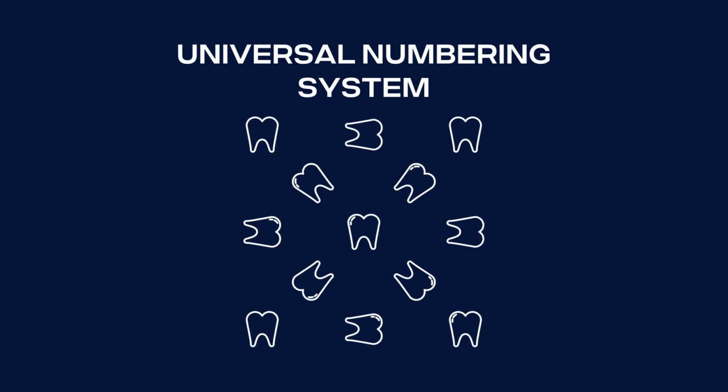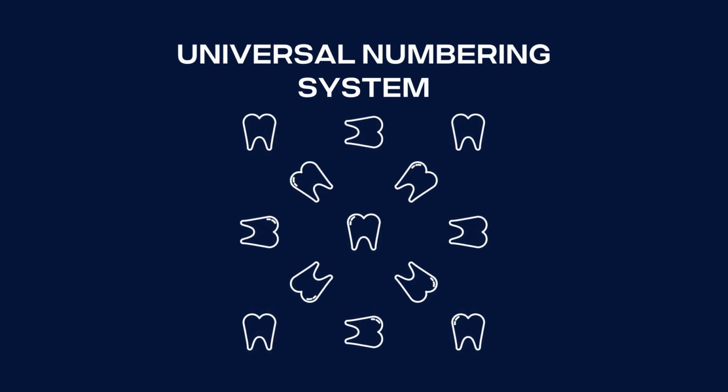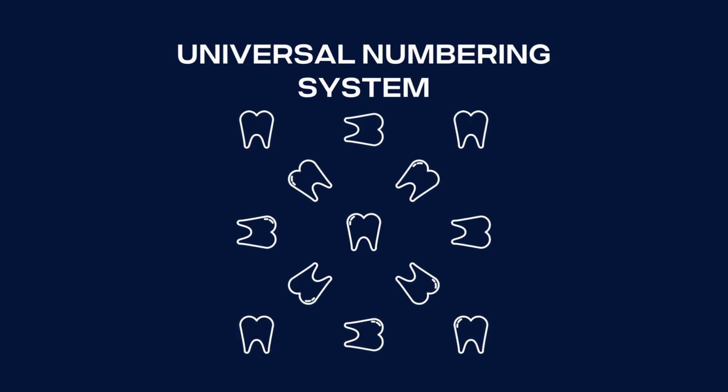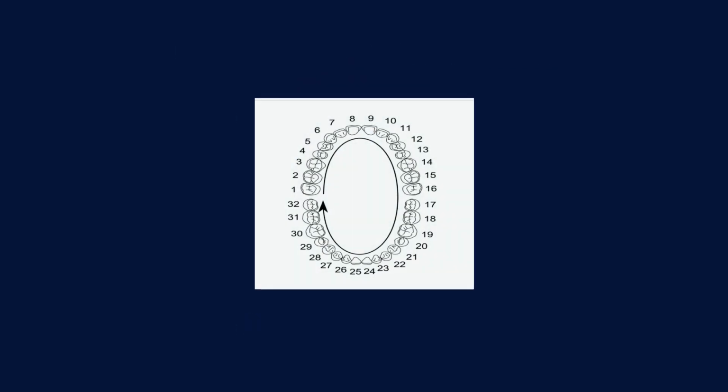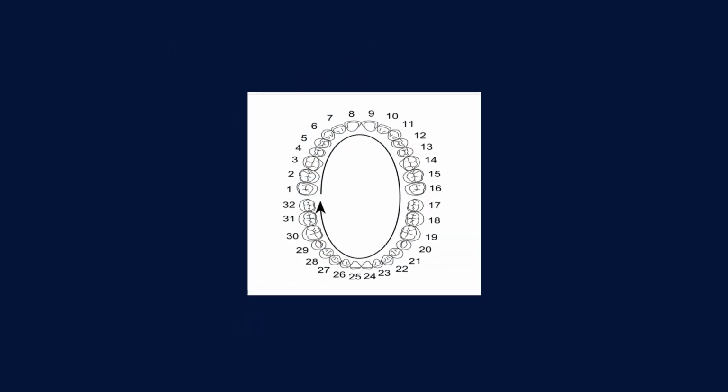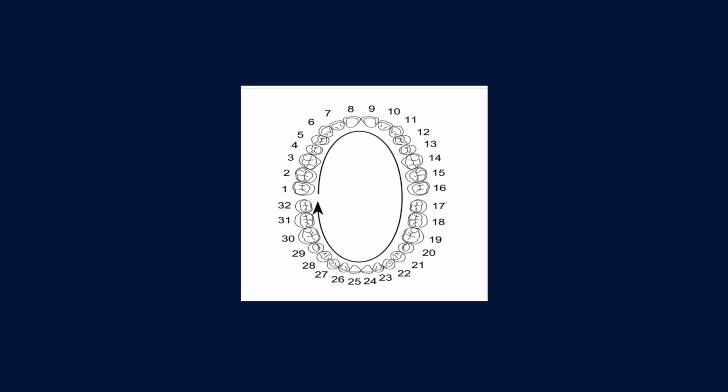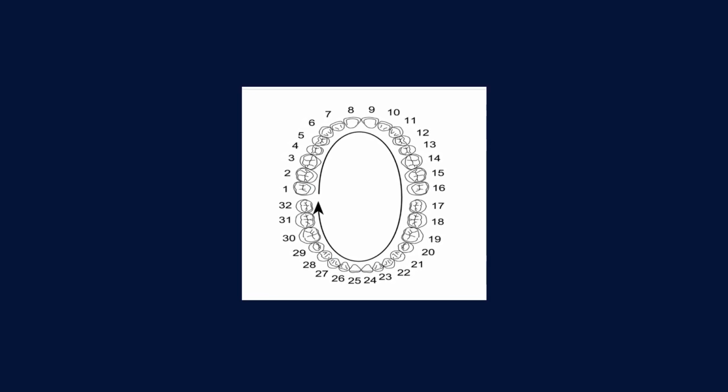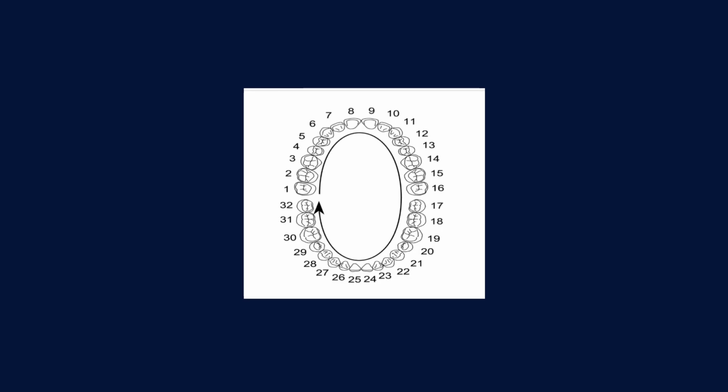It starts from the upper right third molar, designated as tooth number 1, extends along the upper arch to the upper left third molar, tooth number 16, and proceeds down to the lower arch from the lower left third molar, tooth number 17, to the lower right third molar, tooth number 32.